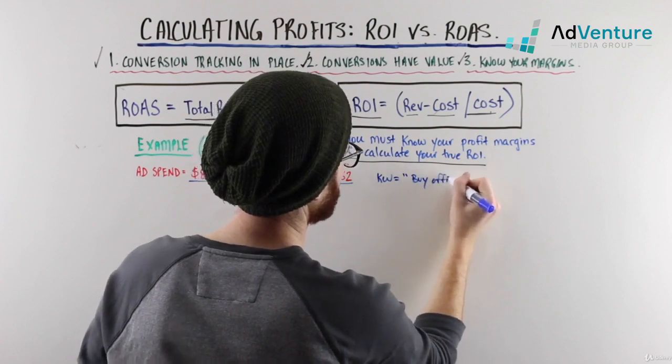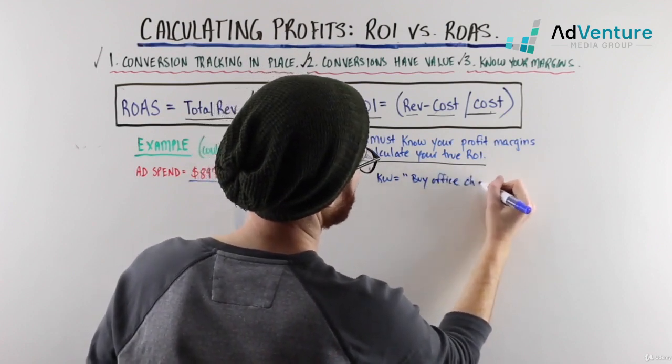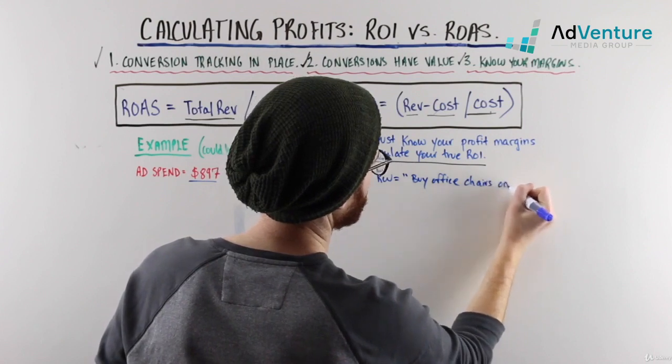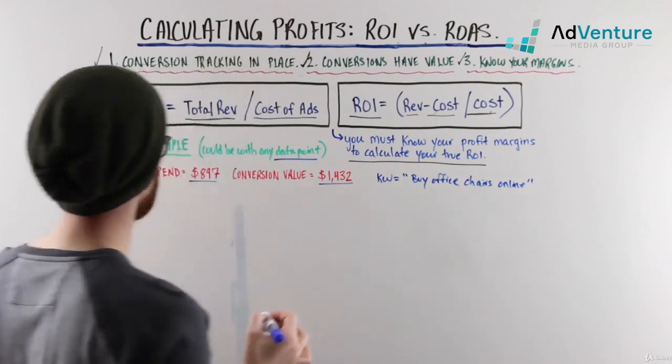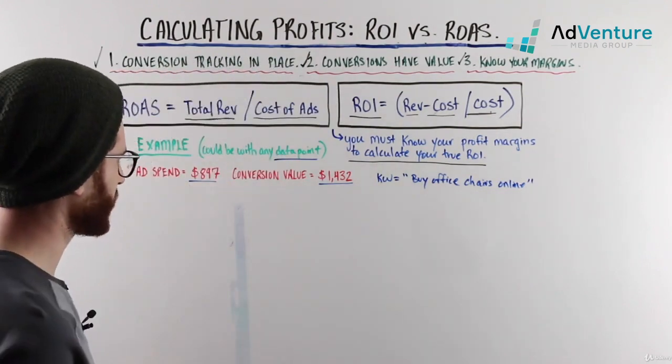buy office chairs online. Okay, so that's our keyword that we are analyzing. So our ad spend is once again $897, conversion value is $1432.